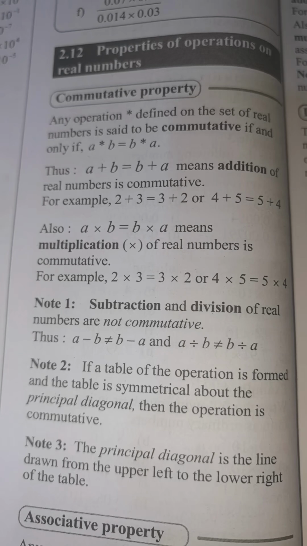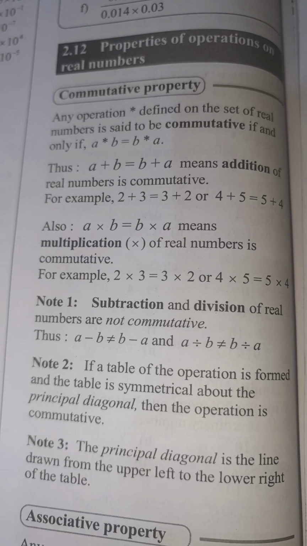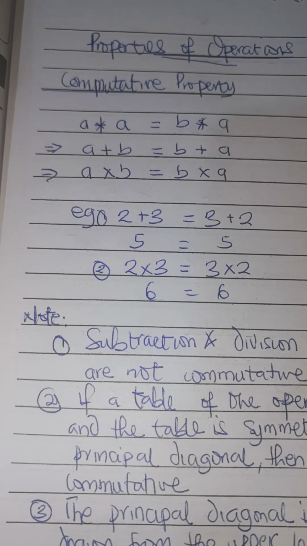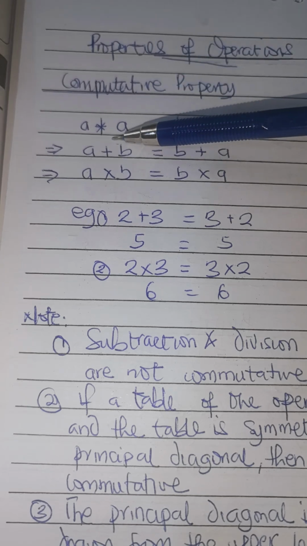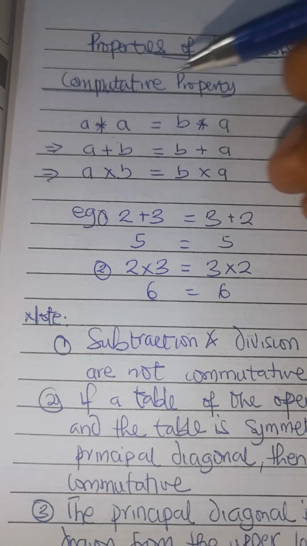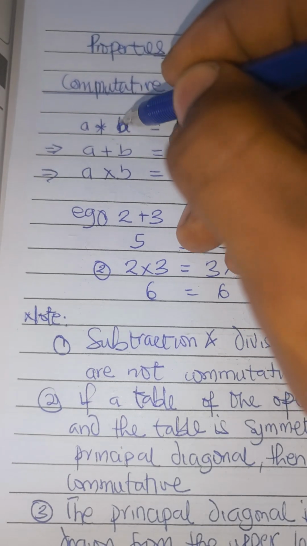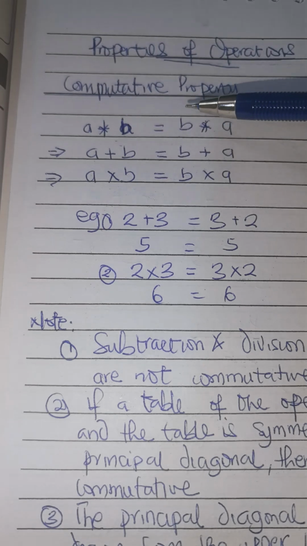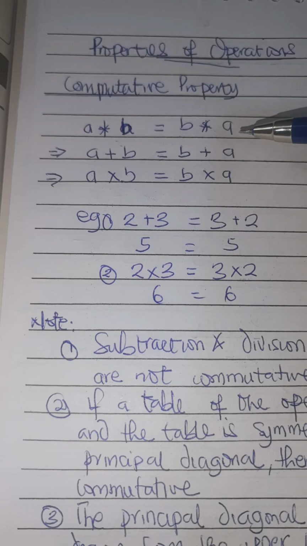The commutative property says that any operation defined on the set of real numbers is said to be commutative if and only if, that's the condition, this symbol, and I don't want to say it is multiplication or division, A by B equals B by A. So I think this should rather be B. If A combined with B gives us B by A, it means that if you combine and interchange these positions, the answer should be the same.